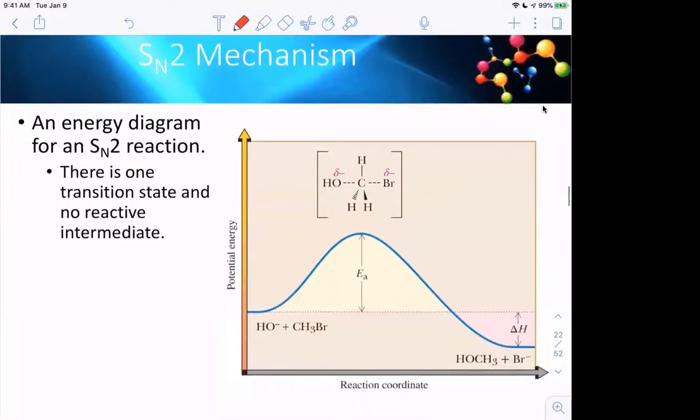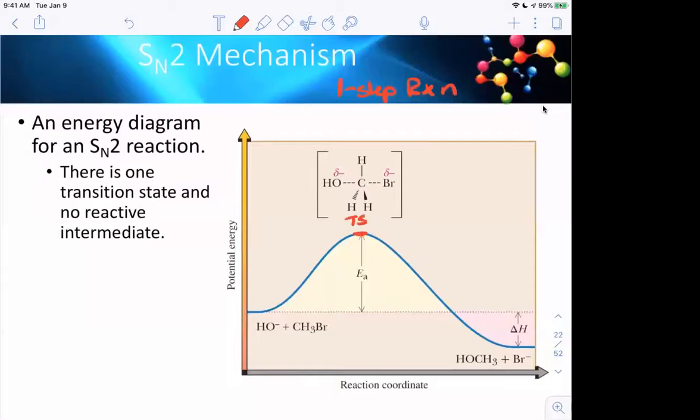Now, this is a one-step reaction because everything happens simultaneously, right? So I have one hump, I have one energy of activation. There's only one step, so that one step is the rate determining step. At this energy maximum, I have this transition state.